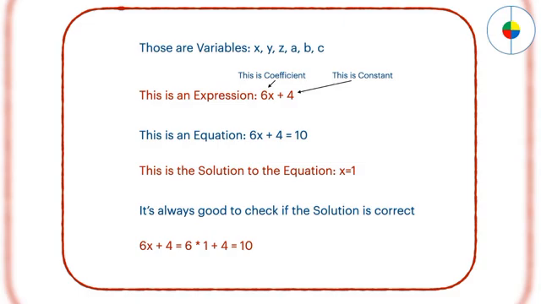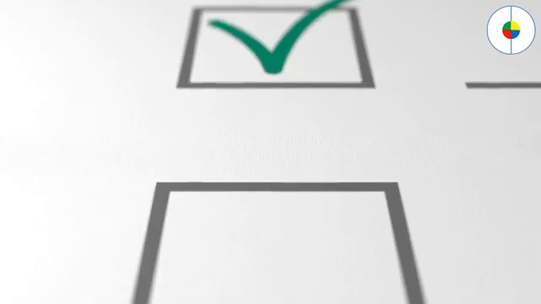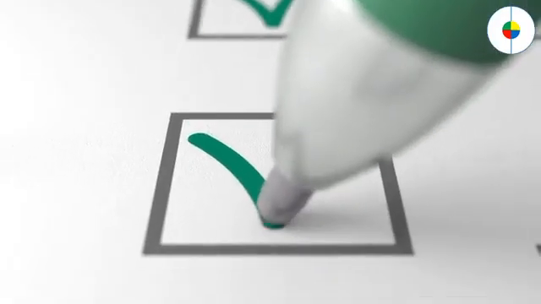6 can also be called coefficient, and 4 can be called constant. The objective of algebra is primarily to solve variables. Usually you need equations to solve variables. For example, 6x plus 4 equals 10. If you solve the equation, the solution will be x equals 1. It's always good to check if the solution is correct.